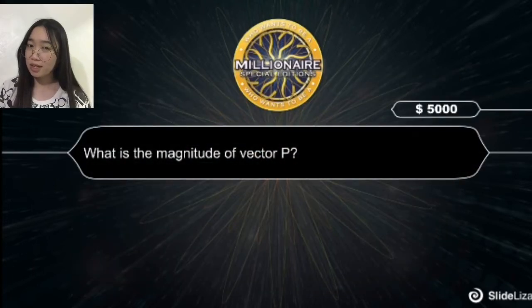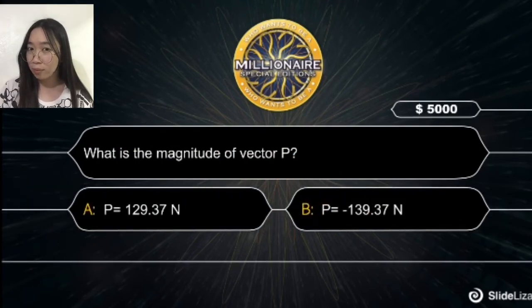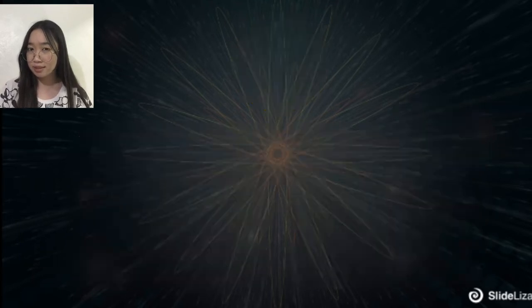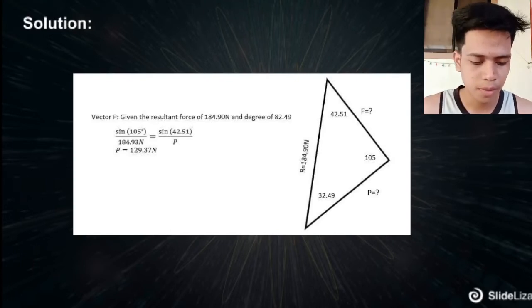The sixth question is in problem number 2, and the contestant who will answer this is still Rocky Sebastian. For $5,000, the question is, what is the magnitude of vector P? The resultant force is 184.93 N at an angle of 82.49 degrees. The magnitude of vector P is: sine 105 degrees over 184.93 N equals sine 42.51 degrees over P. Using cross multiplication and simple division, you will get the value of P, 129.37 Newton.